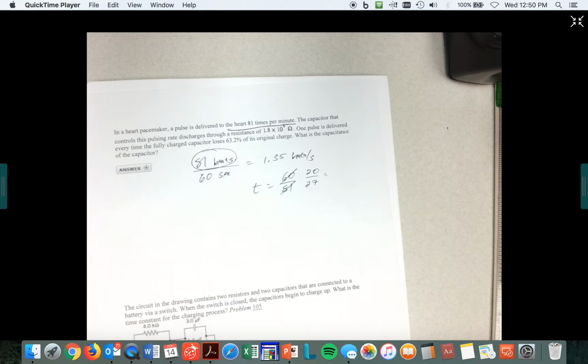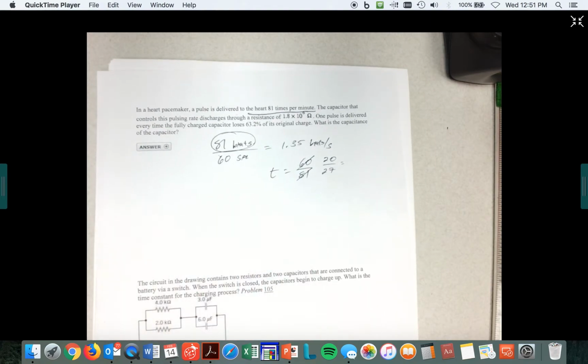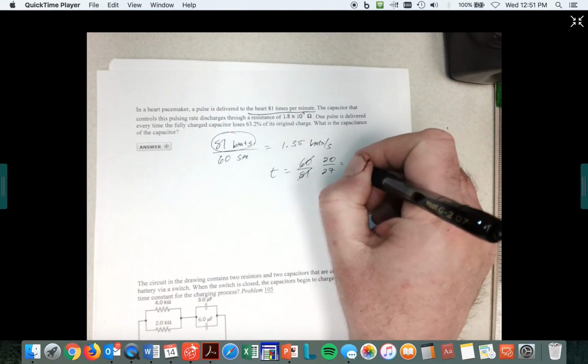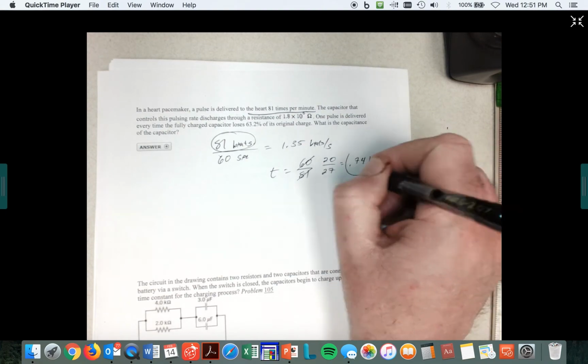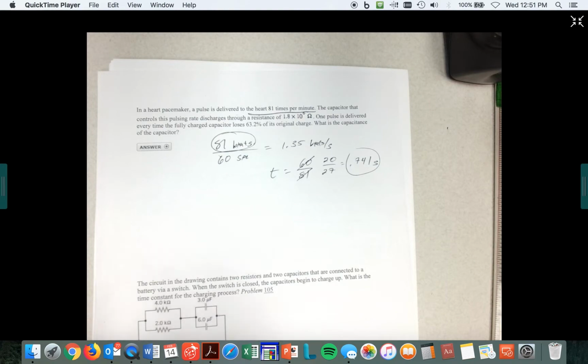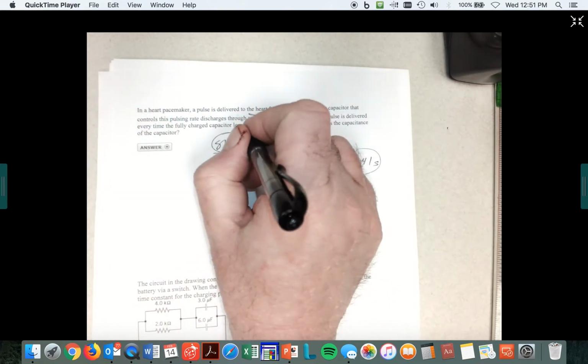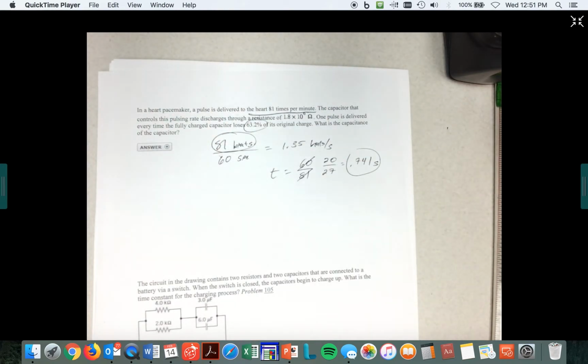So I apologize for that, for the pacemaker problem. The time is actually whatever that boils down to be. I've got this stupid Casio calculator, I don't know how to use it. 20 divided by 27 comes out to be 0.741 seconds. There we go. That makes much more sense. So t is equal to 0.741 seconds. And I did that analysis right.